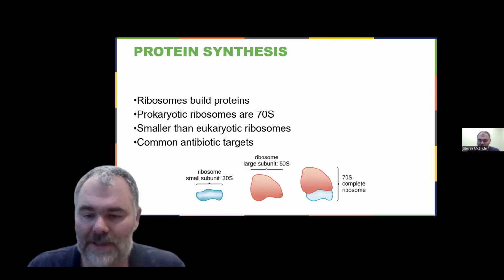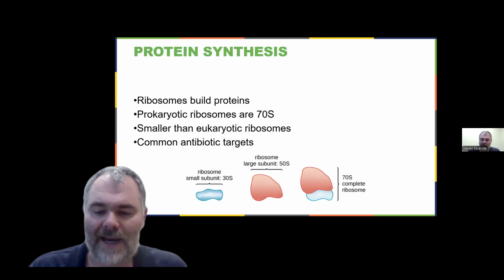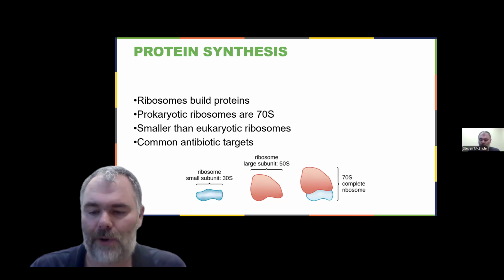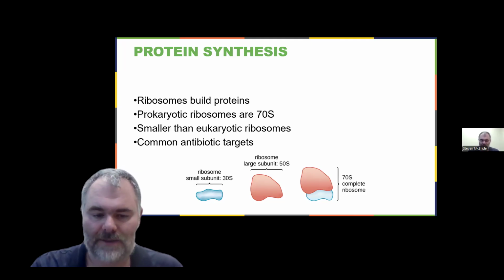Because bacterial ribosomes differ from eukaryotic ribosomes, they are also common targets for antibiotics. Some antibiotics work by disrupting bacterial protein synthesis while having small effects on human cells.